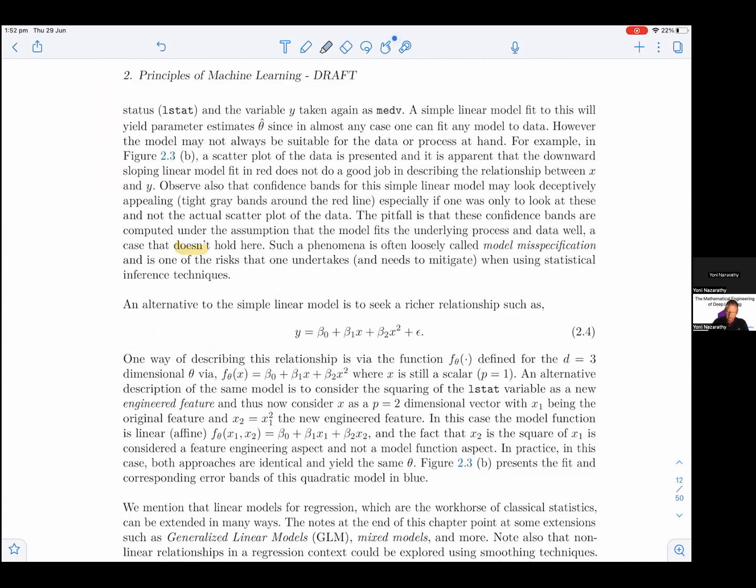Observe also that the confidence bands for this simple linear model may look deceptively appealing, tight gray bands around the red line, especially if one was only to look at these and not at the actual scatter plot of the data. The pitfall is that these confidence bands are computed under the assumption that the model fits the underlying process and data well, a case that doesn't hold here. Such a phenomenon is often loosely called model misspecification and is one of the risks that one undertakes and needs to mitigate when using statistical inference techniques.